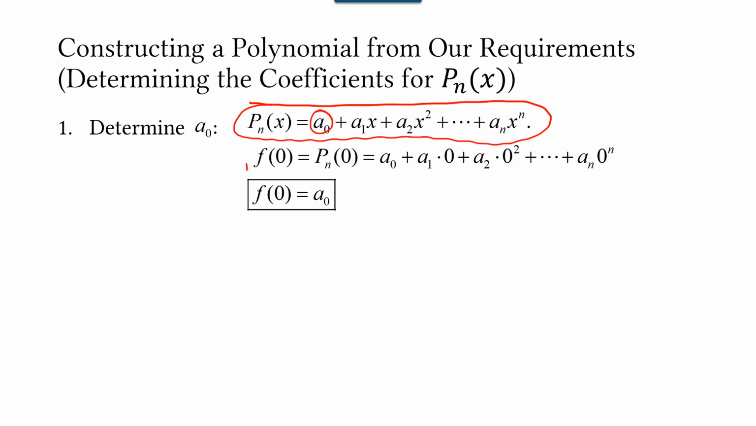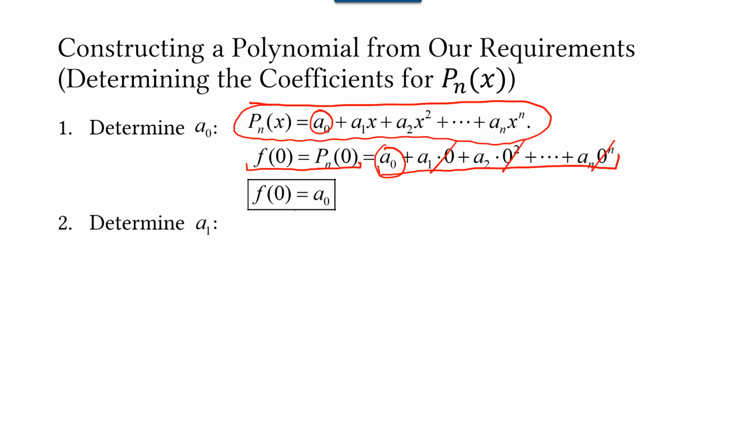Our requirement is that the Taylor polynomial and our function of interest agree at 0. So we plug 0 into our general polynomial, and notice that every term that has an x in it would go to 0. That would leave us with just the a naught term. And so we have our first coefficient determined. Whatever the Taylor polynomial is, the constant term has to be the same as f of 0.